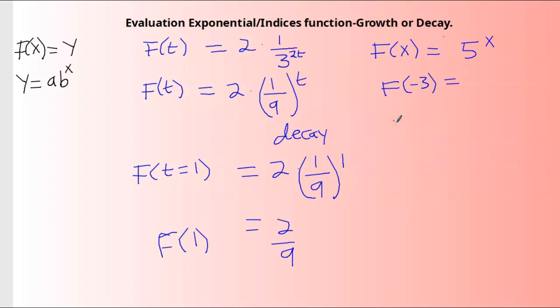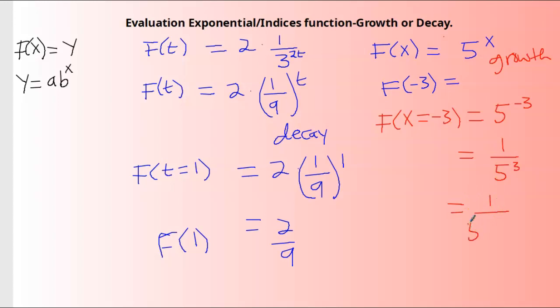Let's look at this last one. Here is going to be a growth because the rate is greater than 1. So it's a growth. Let's find f of negative 3, so wherever we see x, we replace it with negative 3. We have to rewrite this as 1 over 5 cubed, which is 5 times 5 times 5. That becomes 125.